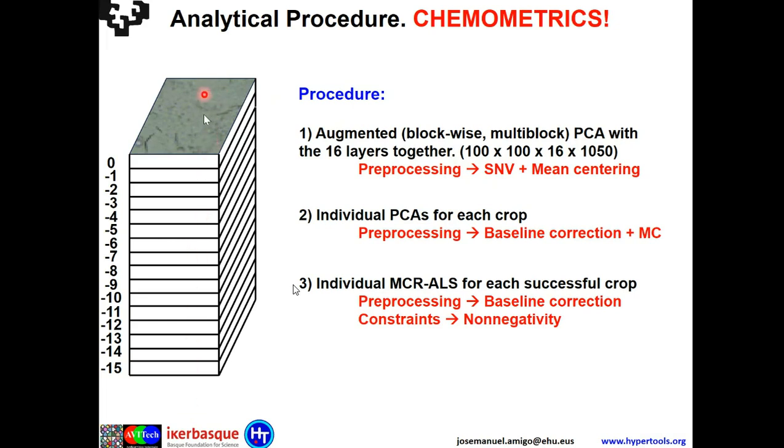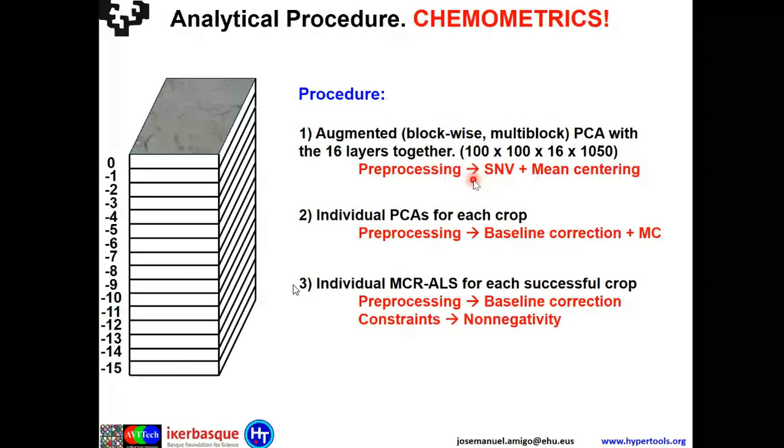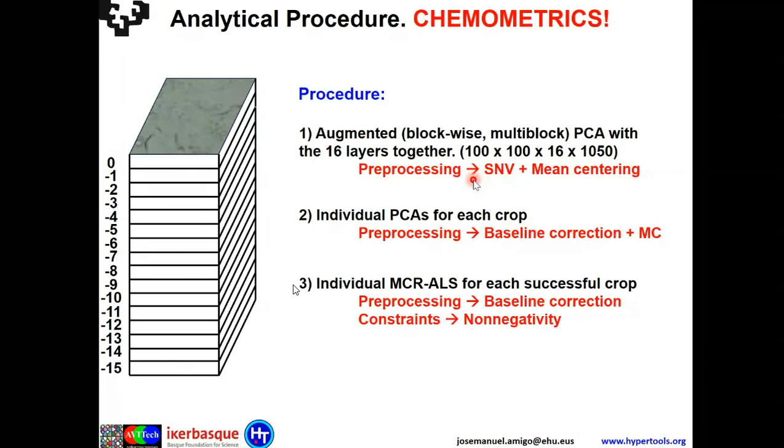That means all these 16 hyperspectral images unfolded, with SNV and mean centering, to do PCA to find areas in which I might have luck and find some signal of the microplastic. And after those areas are located, we apply multivariate curve resolution in that particular area on all the 16 layers, using as pre-processing baseline correction like weighted least squares, and constraints only non-negativity.